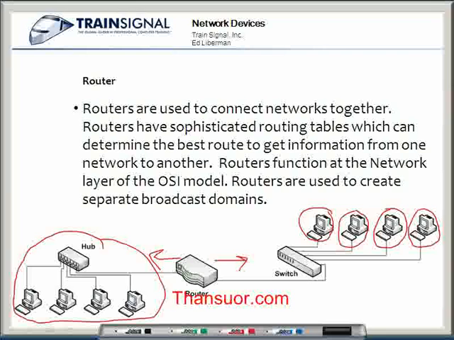Now, I don't want you to worry too much more about routers right now. We're going to get into much more detail about routers and routing in a later video. But I want you to understand the basic concept is a router is going to connect multiple networks together. It uses IP addresses in its routing table, functioning at layer 3, network layer of the OSI model. And it is used to create separate broadcast domains, meaning routers do not pass broadcasts.